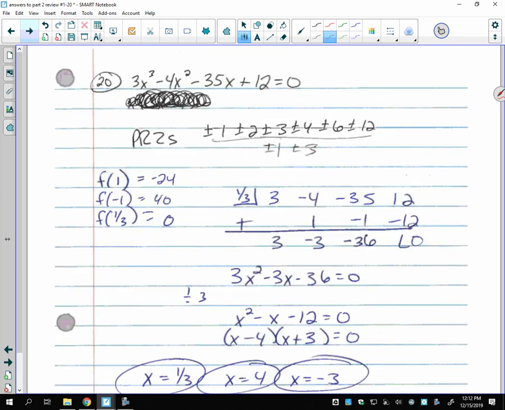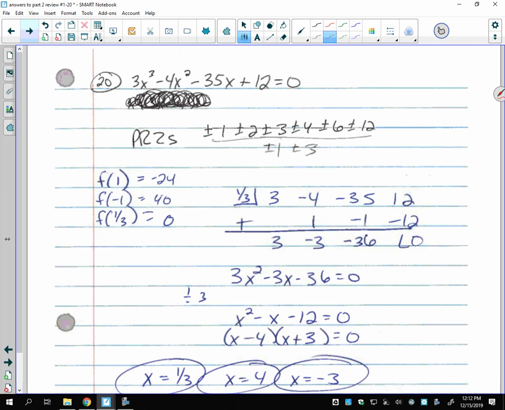And then number 20, my scribbles here, because I tried to do this like the other ones. I tried to do factor by grouping, but you can't factor anything out of 35 and 12, so it wasn't going to work. So if it doesn't work, to find your zeros, you have to do your PRZs. So I wrote out my PRZs, and I just started guessing. I plugged in 1, and I got negative 24. I plugged in negative 1, and I got 40. And I said, well, this doesn't seem like it's going very well. So I skipped straight to the fractions. Then I did 1/3 next, and I just got lucky that I found it. But that's the part that can take some time, trying to find those zeros.